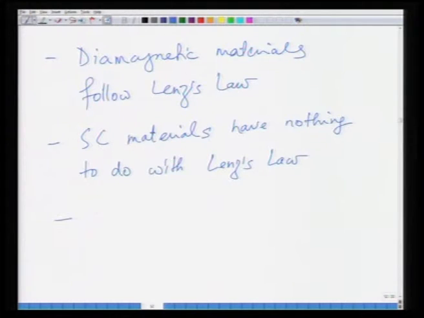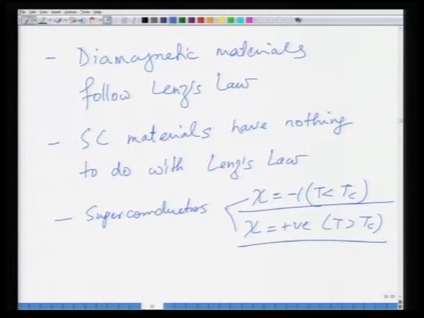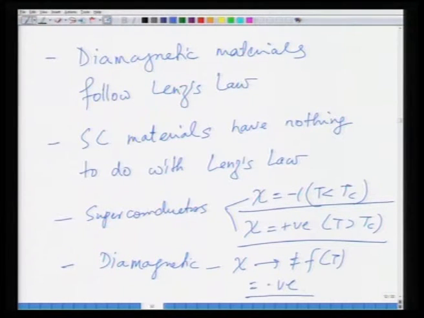Both have negative susceptibility. So for superconductors, you can say chi is equal to -1 below Tc, but it's positive when T is greater than Tc. This is the essential difference, whereas for diamagnets this chi is not a function of temperature and it's always negative, and there is also a dependence on Lenz's law for a diamagnetic material. So this is a major difference between these two.